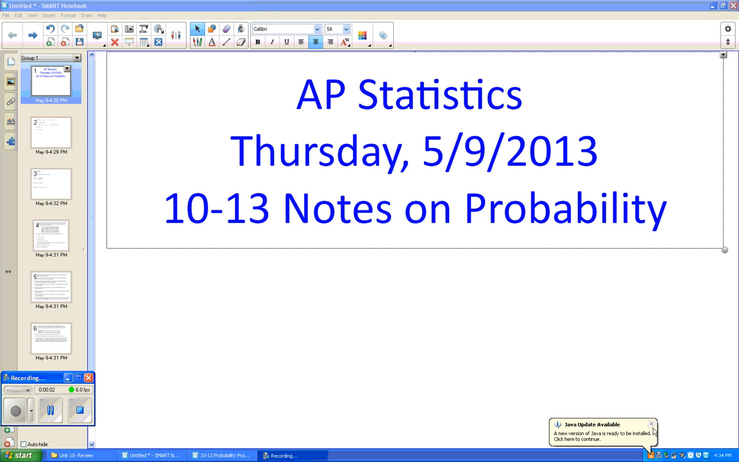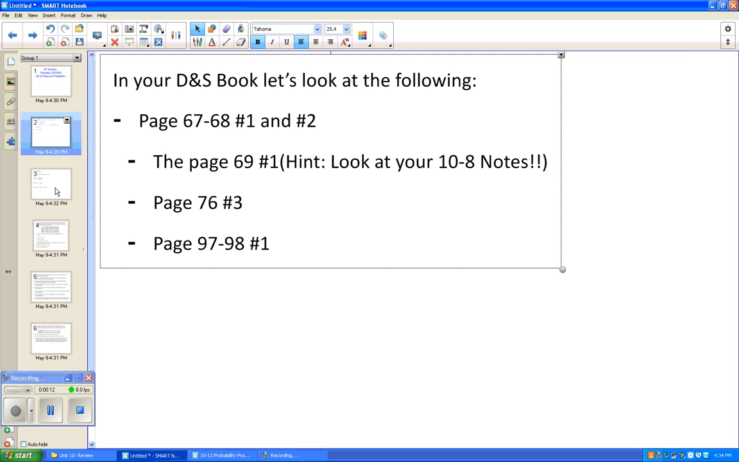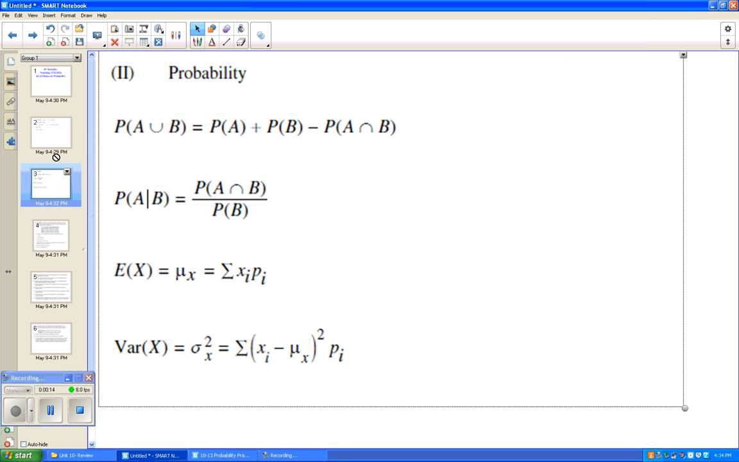Hi guys, this video is going to go over what you missed in class on Thursday, your 1013 notes on general probability. So on the first page you'll see some definitions and things like that on your notes. After that you'll see your formula page, and this is what you're given on the AP exam.